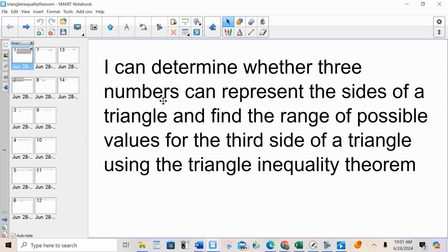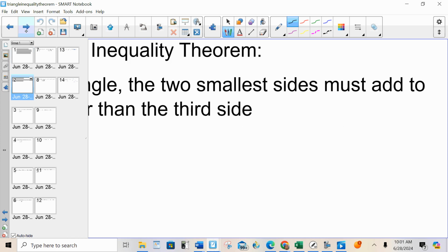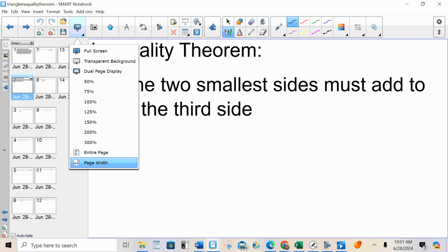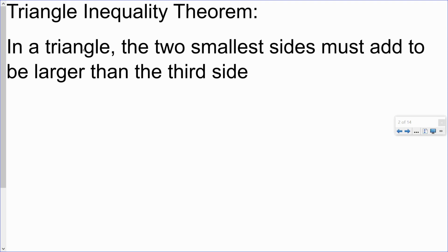Hello, everybody. I can determine whether three numbers can represent the sides of a triangle and find the range of possible values for the third side of a triangle using the triangle inequality theorem. What the triangle inequality theorem states is, in a triangle, the two smallest sides must add to be larger than the third side.